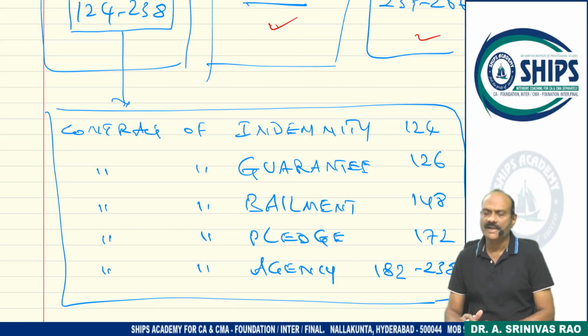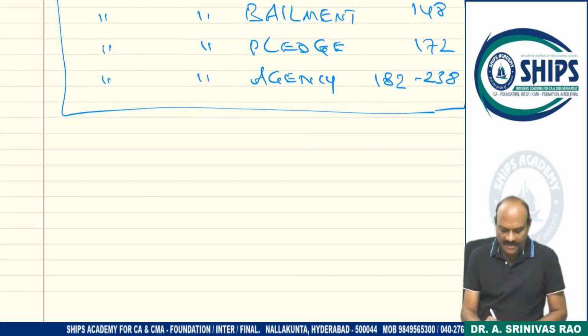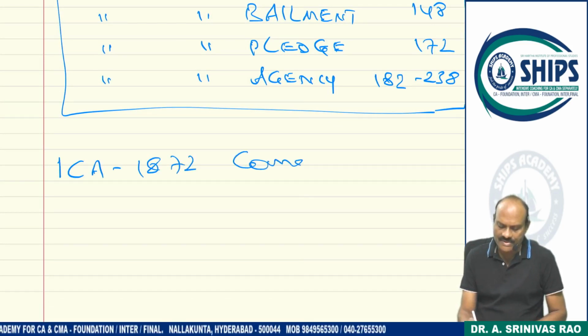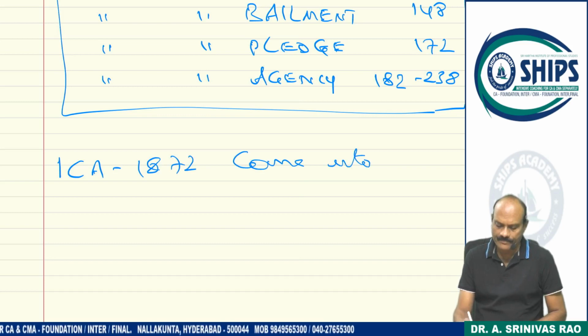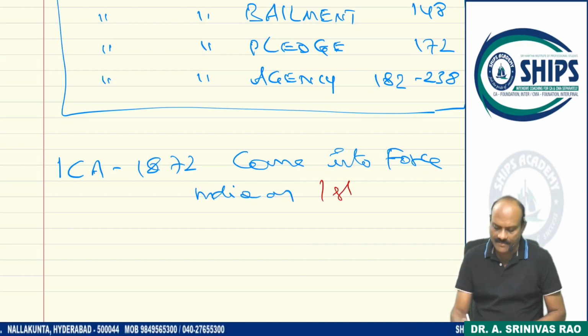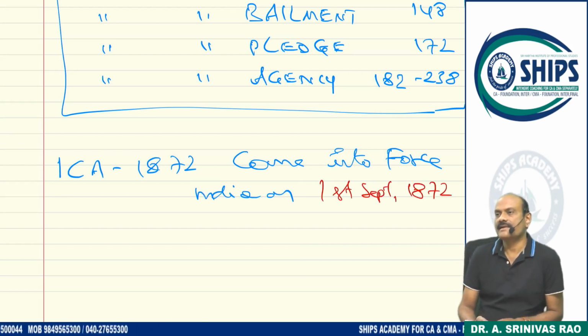Right? Next point. The ICA 1872 came into force in India on 1st September 1872. Next.